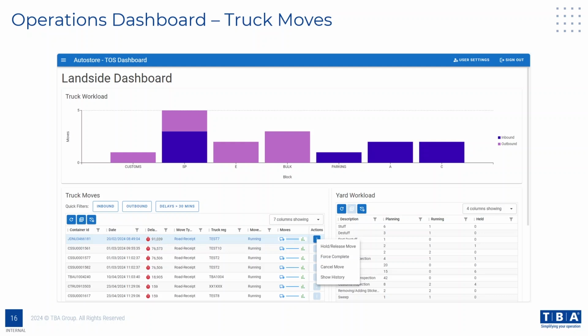So if somebody's pressed hold move in this particular selection, then of course the action list is adaptive. In this particular case, you can't force complete something that's currently held. What you would do is release that move or resume that move.